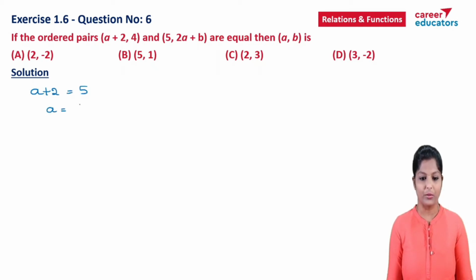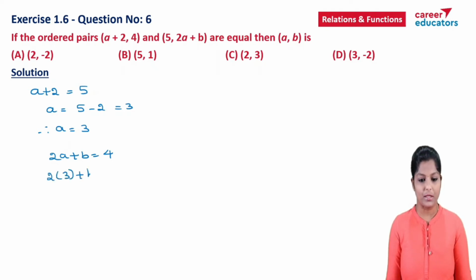A equal to 5 minus 2 equal to 3. Therefore, A equal to 3. If we equate the y coordinates, we will get 2a plus b equal to 4. Substitute the value of a here. 2 into 3 plus b equal to 4. 2 into 3 we get 6, plus b equal to 4. B equal to 4 minus 6, we get minus 2. Therefore, B equal to minus 2.